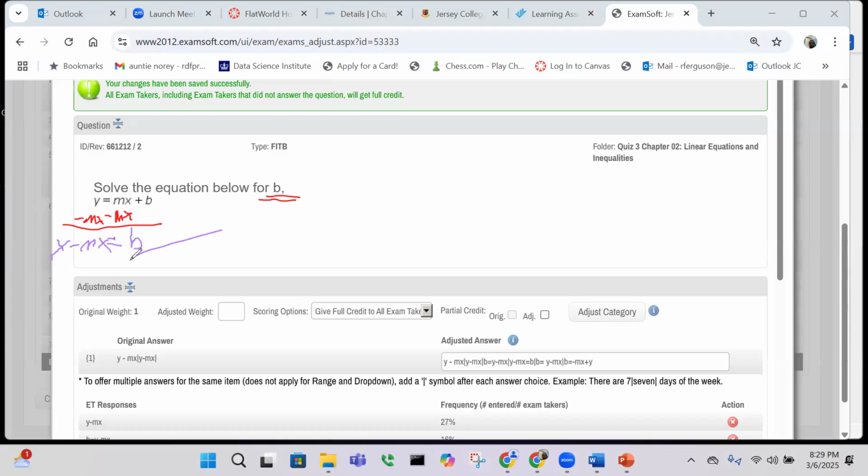Even though it looks like that, this is the same. Equality says A equals B if and only if B equals A. They must both be true. So I can rewrite this: b is equal to y minus mx.